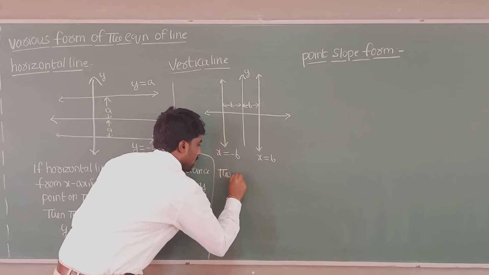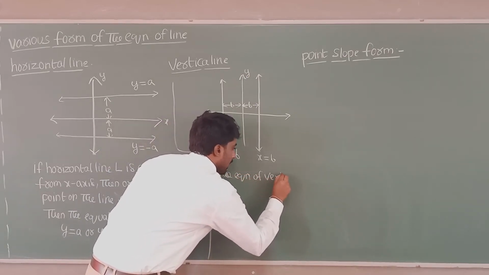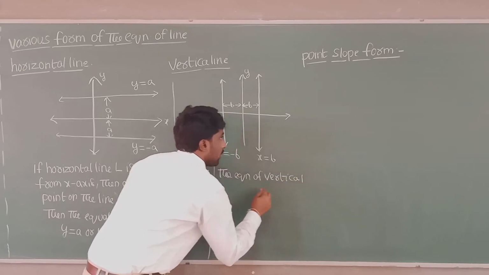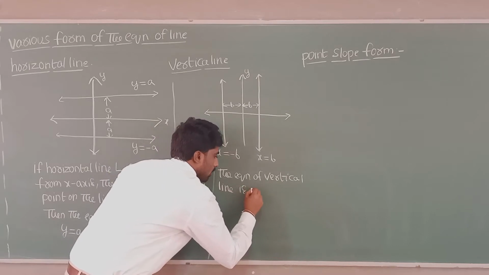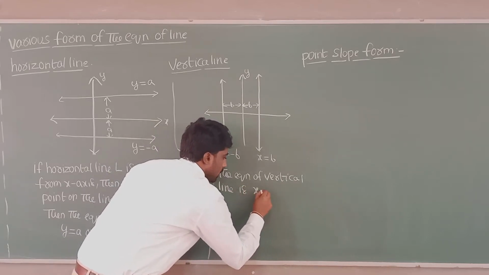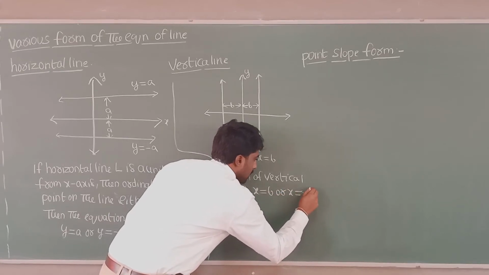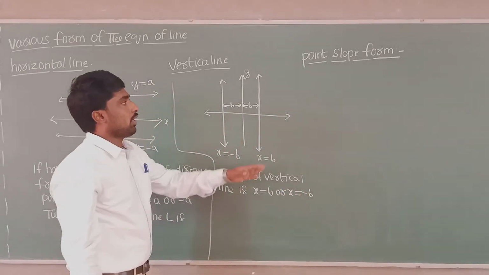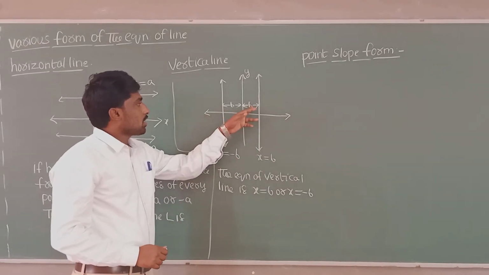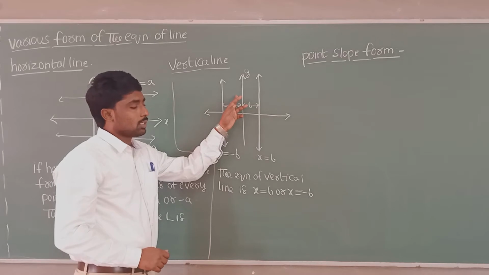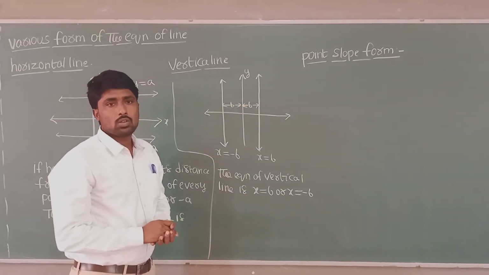Now you write that. The equation of a vertical line is x equal to b or x equal to minus b. Is it clear, everyone? So this is very important. The equation of a vertical line at a distance b units from the y-axis will be x equal to b or x equal to minus b.